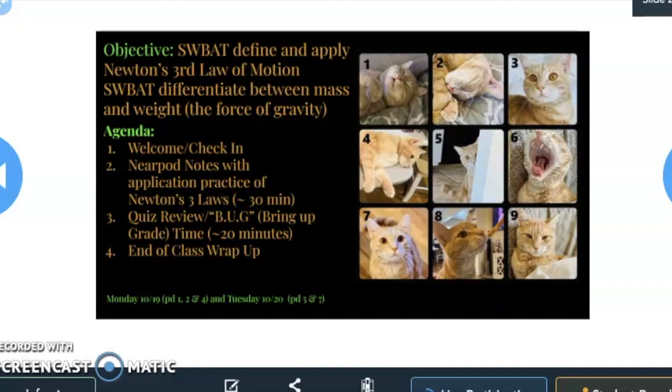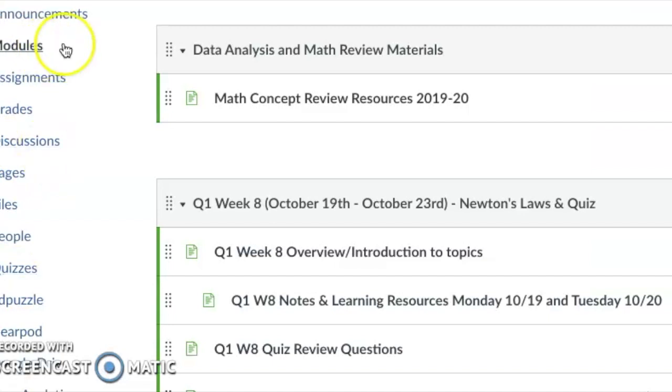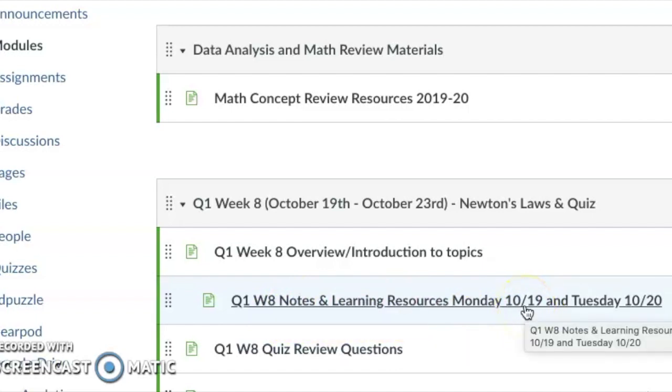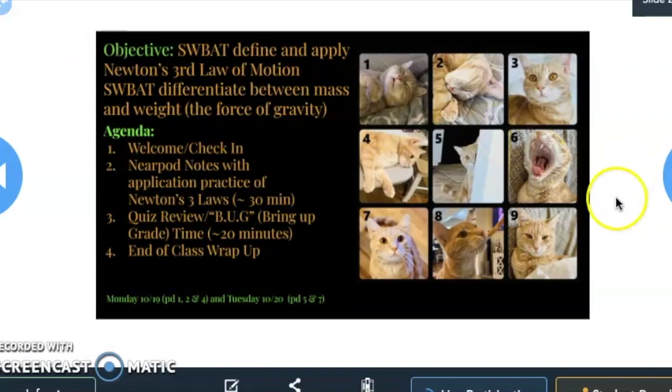To show you where that is real quick, if you click on the modules page and look under Week 8, you will see this page here that says Week 8 Notes and Learning Resources. That is where you will click to have access to the Nearpod slides from class today. All right, so let's go ahead and dive on in here.